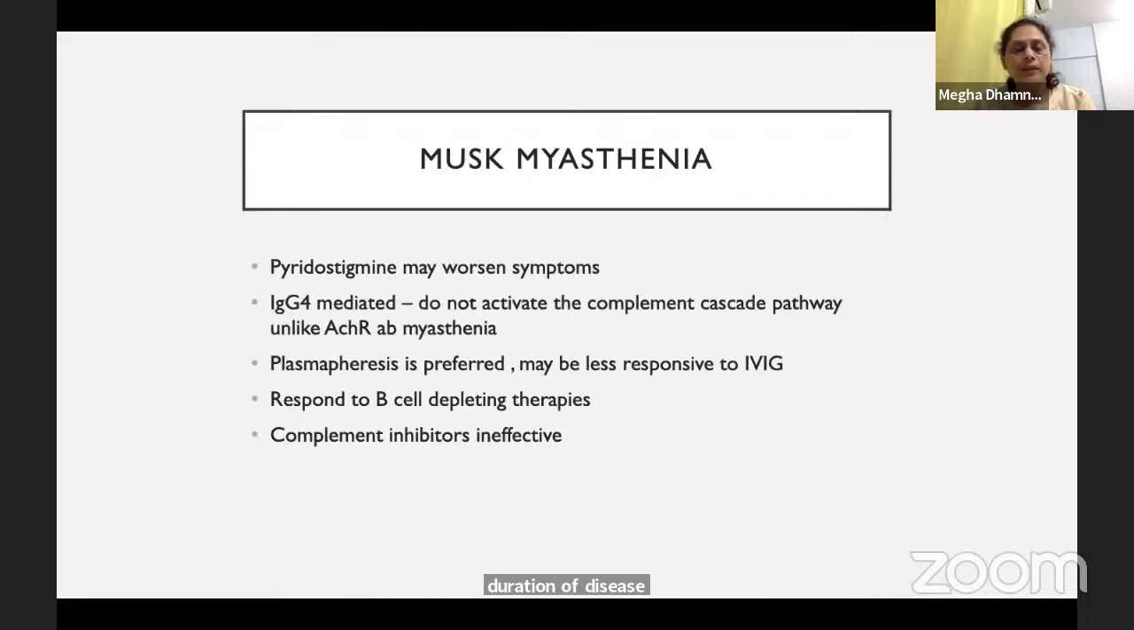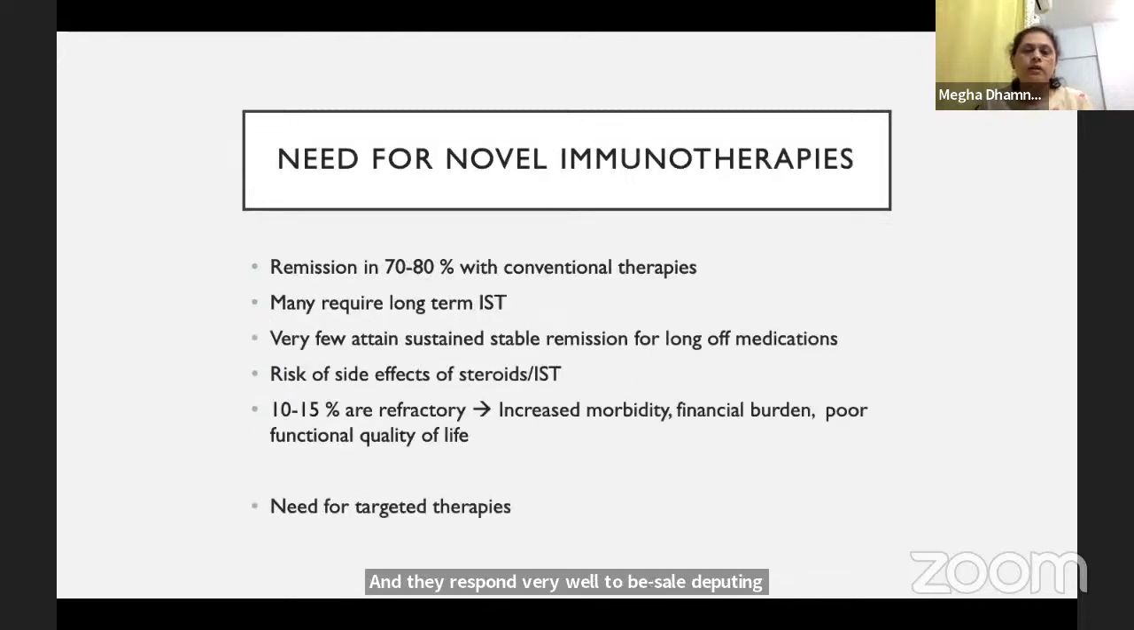Now, what about MuSK myasthenia? Pyridostigmine may worsen symptoms. This is an IgG4 mediated disease. Hence, it does not activate the complement cascade pathway, unlike acetylcholine receptor antibody myasthenia. Hence, plasmapheresis is preferred, and complement inhibitors would be ineffective in these patients, and they respond very well to B-cell depleting therapies.